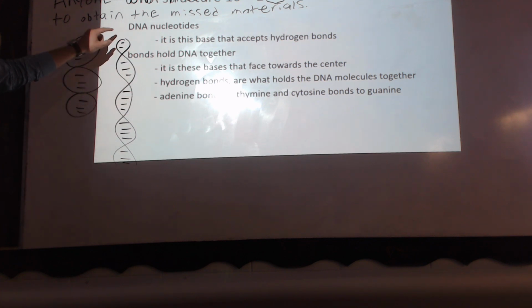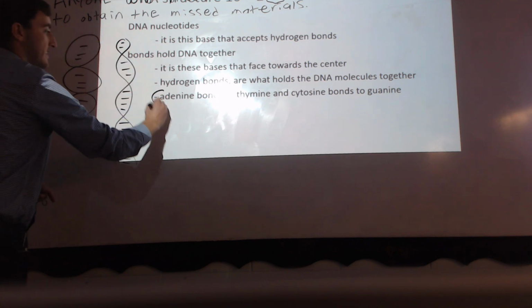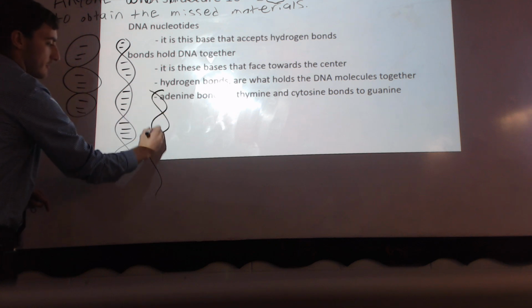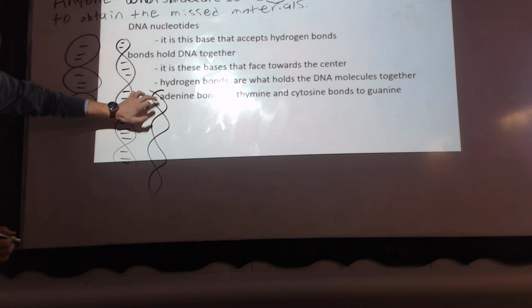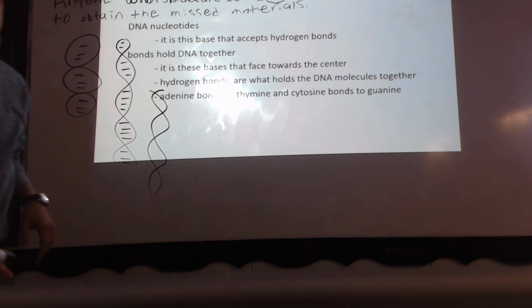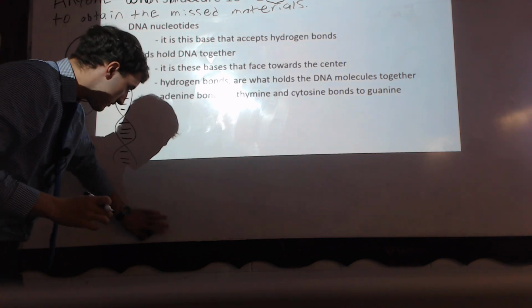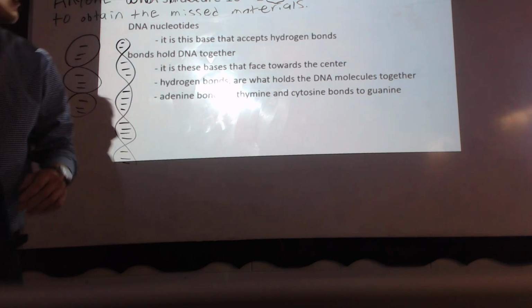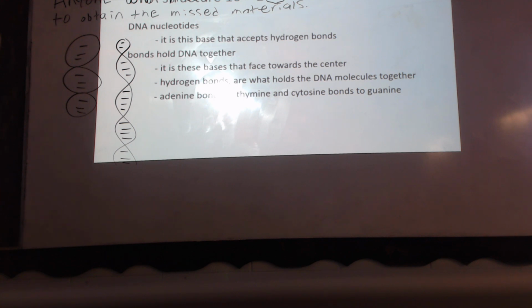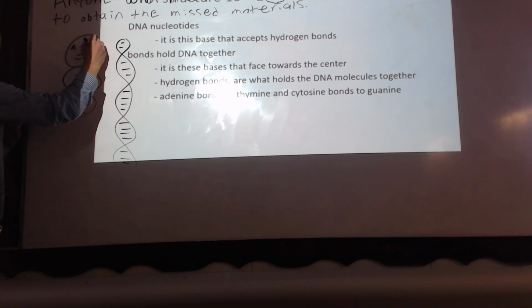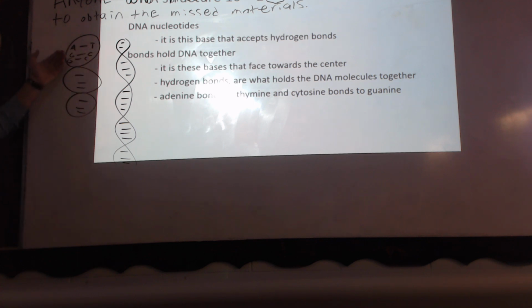So these are the bonds that hold the DNA together. One strand of DNA looks like this, and the other strand looks like this. Together, the hydrogen bonds hold those 2 strands together. If that makes sense. Hydrogen bonds are what hold it together. It is these bases that face towards the center. Like I was saying, the A, T, G, C, C, G, they're going to be facing towards each other.